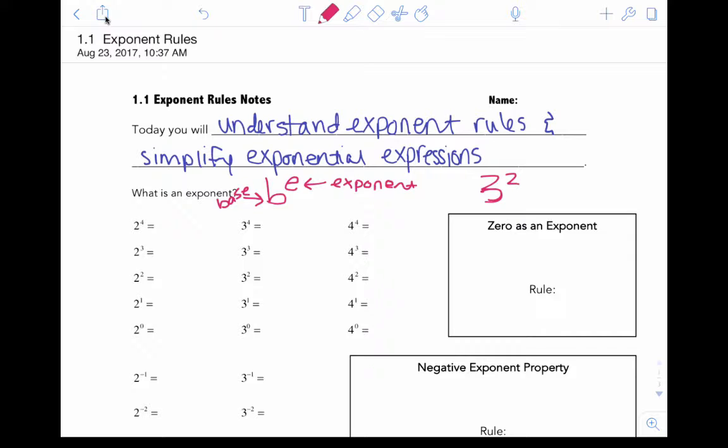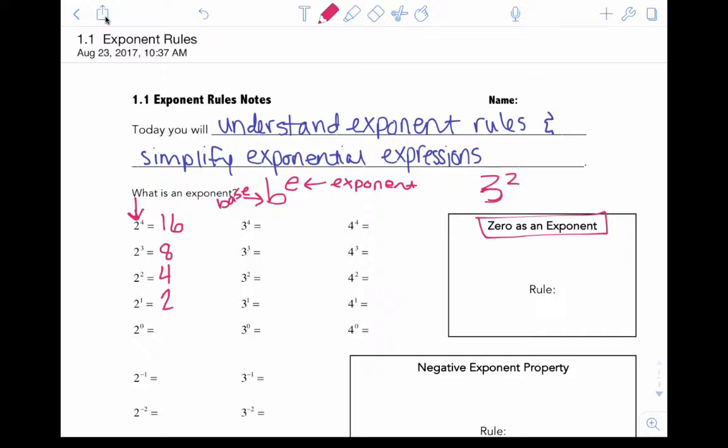So our first thing that we're going to look at is 0 as an exponent. But to figure out what the rule is for this specific property, let's look at patterns and see if we can figure it out for ourselves. So we're going to start over here in this column where 2 is our base. So I have 2 to the 4th, which if I multiply that out, 2 times 2 times 2 times 2, that would equal 16. Next I have 2 to the 3rd, which is 8. 2 squared is 4. 2 to the 1st is just 2.